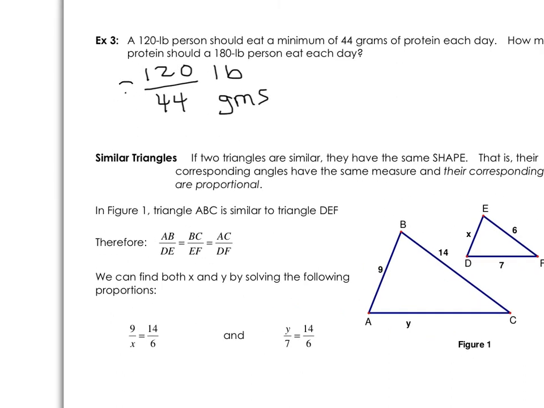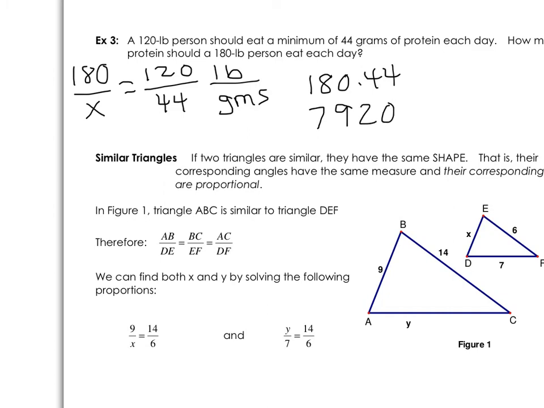120 is to 44 as 180 pounds, put the pounds in the numerator, is to how many grams? We don't know. Let's put an x there. Pounds in the numerator, grams in the denominator. We set up our proportion. We can solve this. We'll multiply 180 times 44. That's 7,920. And that should equal 120 times x.